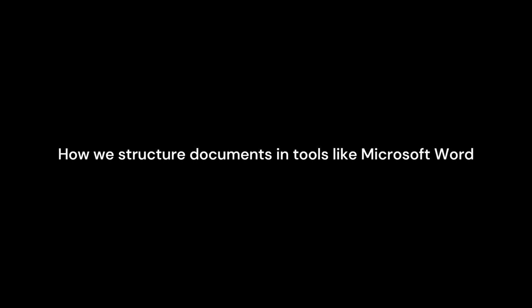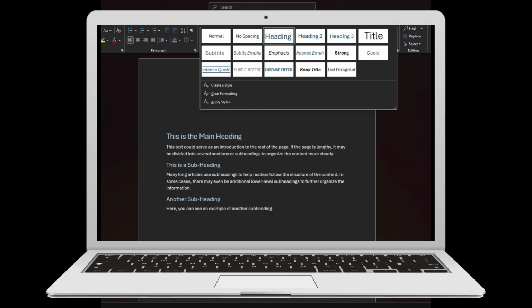How we structure documents in tools like Microsoft Word. When you write something in Word, maybe a report or a school project, you probably start with a big title, right? Then you add an intro, a few sections, and smaller headings for each topic. That's structure. It's basically a hierarchy: the main heading at the top, subheadings below, and paragraphs that explain each part. Every time you start a new idea, you make a new paragraph. Every time you change topics, you add a heading.